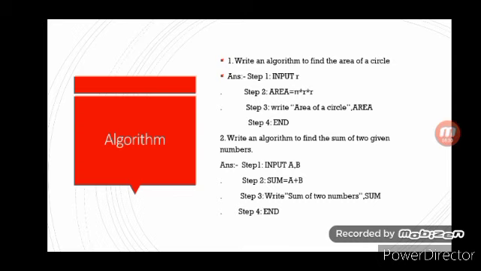This is very simple. Step 1 is input a and b. We have to take two inputs. The variables are a and b. Step 2 is sum. Sum is also a variable, equal to a plus b. Step 3, sum of two numbers, sum, because when we add a and b we get some answer, and that answer should be stored in sum. Okay, and step 4 is end.